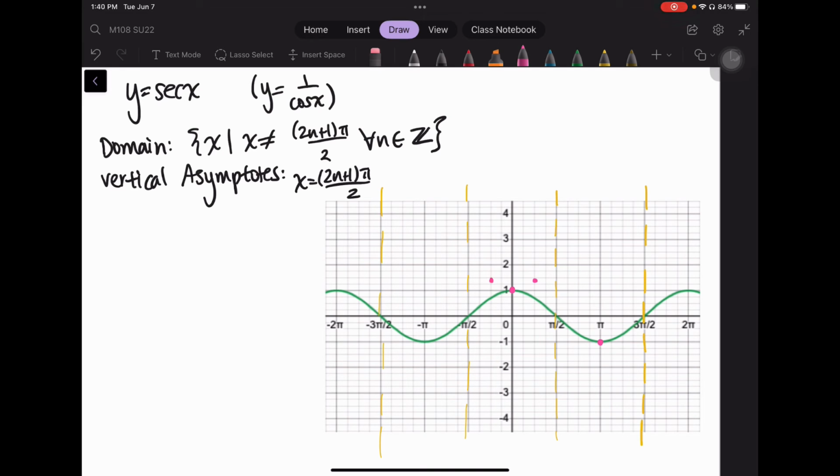Secant at pi over 3 is 2. Using symmetry, secant of negative pi over 3 is 2. We can connect these points. Same values, but negative from pi over 2 to 3 pi over 2. I remember that secant is 2 pi periodic, and so I can repeat this to the right and to the left as well.